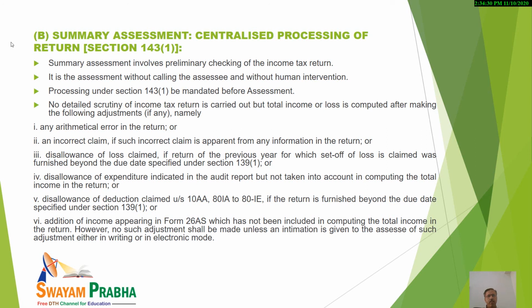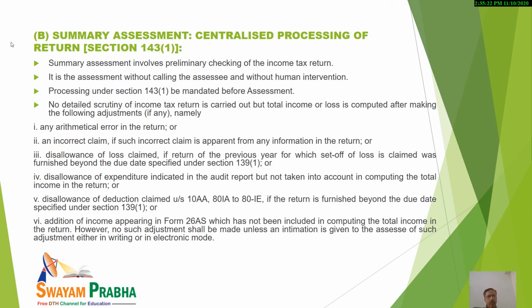Then third, in case some loss has been claimed, but it is to be disallowed. In order to disallow the loss claimed, in order to do such kind of adjustment, again summary assessment may be there. It may be that the return of the previous year for which set off of loss is claimed was furnished beyond the due date, and now no claim is available as per the provisions of the Act. So again some adjustment may be made under summary assessment.